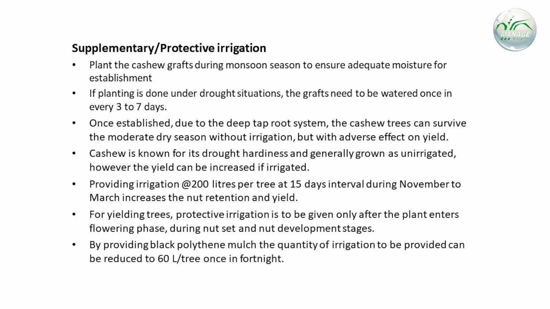Providing irrigation at 200 liters per tree at 15 days interval during November to March increase the nut retention and yield. For yielding trees, protective irrigation is to be given only after the plant enters flowering phase during nut set and nut development stages. By providing black polythene mulch, the quantity of irrigation to be provided can be reduced to 60 liters per tree once in fortnight.